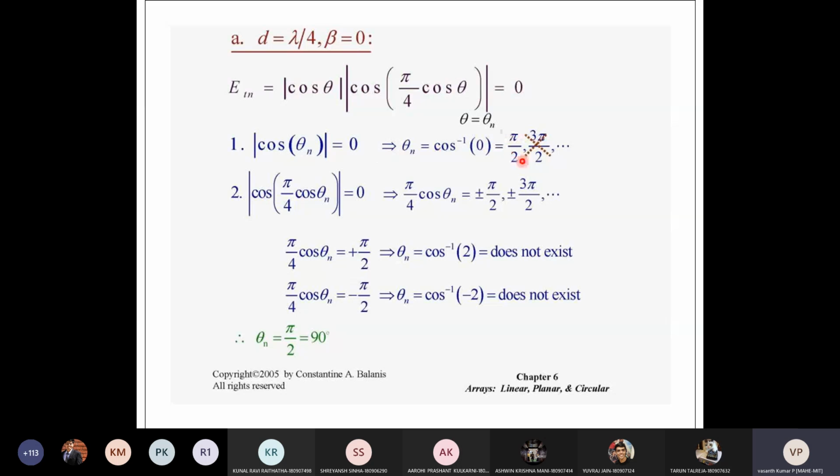pi by 2. Okay, 3 pi by 2 and other values are not possible. Why is it not possible? For the element factor, cos theta, theta n is equal to pi by 2. Why is 3 pi by 2 not possible?